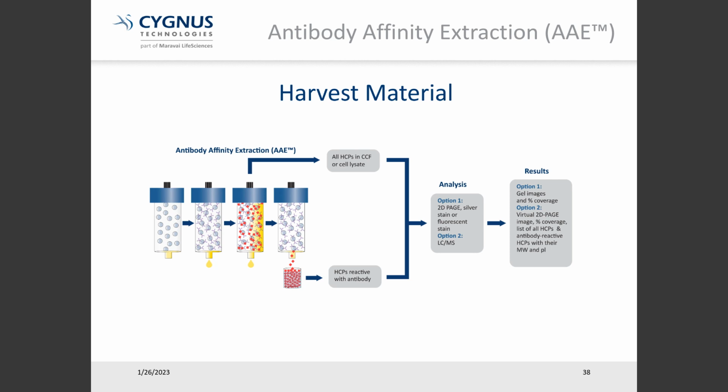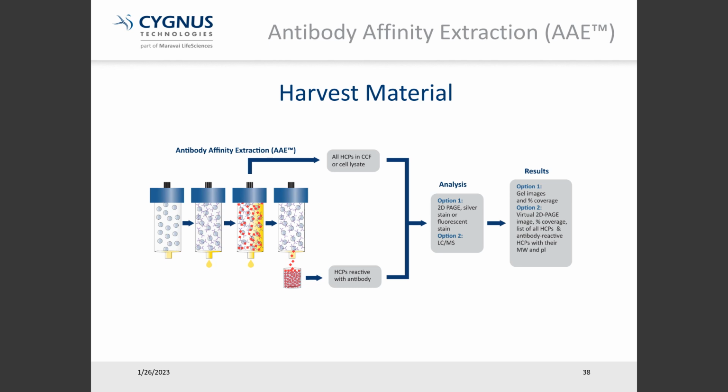So at the end of this process, you have 2 samples. The first is the harvest material, which are all the host cell proteins that could potentially find their way through your process and into your product. The second is the AAE elution fraction, which are all the host cell proteins that the antibody was specifically able to pull from that sample. Then you take those and you have two choices for analysis. The first is just large format 2D gels with silver stain detection. You can use some nice imaging software and you can count the spots, overlay the gels, and that gives you a very good assessment of coverage.